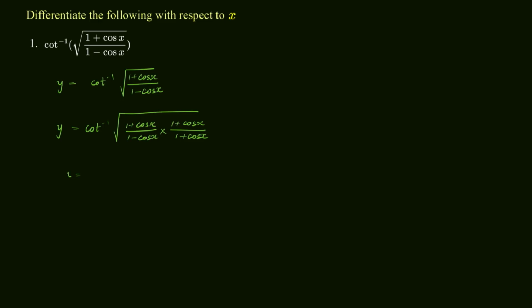So it will be cot inverse of the square root of (1 plus cos x) whole square, and in the denominator we will have 1 square minus cos square.